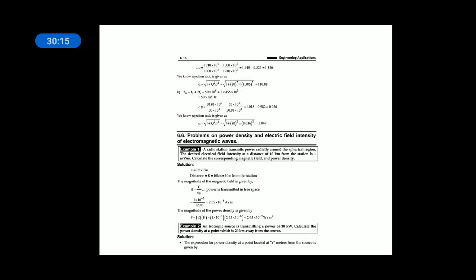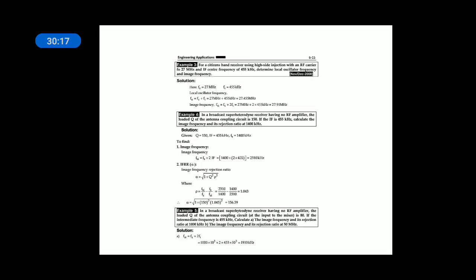Example number 5. In a broadcast superheterodyne receiver having no RF amplifier, the loaded Q of the antenna coupling circuit at the input to the mixer is 80. If the intermediate frequency is 455 kHz, calculate the image frequency and its rejection ratio at 1000 kHz and 50 MHz.